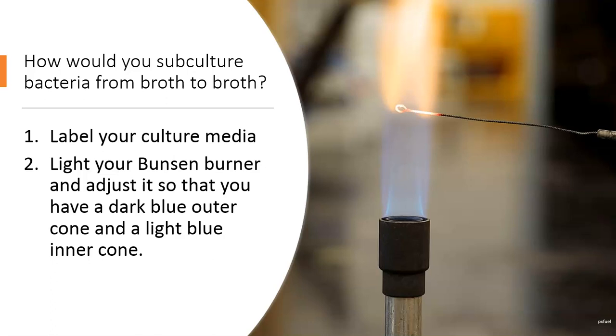Next, you're going to light your Bunsen burner and adjust it so that you have a dark blue outer cone out here and a light blue inner cone here. Remember, the interface between the two cones is the hottest part of the flame, so you'll want to insert your inoculating needle into that region. You'll also want to hold the different parts of the wire for your inoculating needle in the flame long enough so that the wire glows kind of an orangish yellow color.